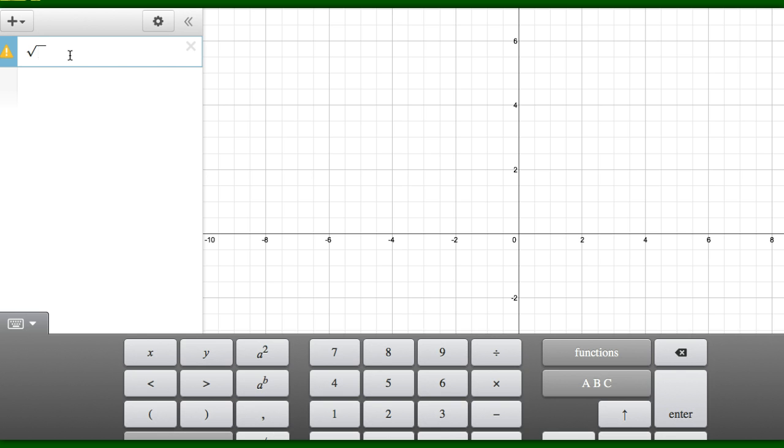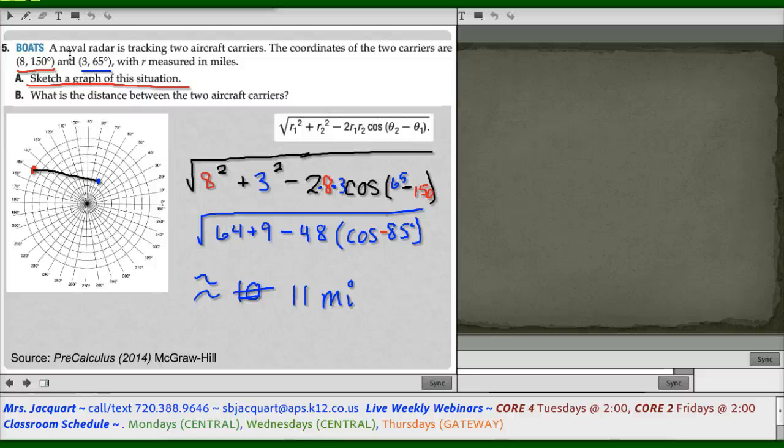Square root of 64 plus 9 minus 48 cosine negative 85. So the distance is approximately 10, well, it's approximately 11. Let's put approximately 11 miles. So let's go back so you can see that I wrote 11 miles. Alrighty, there we go.